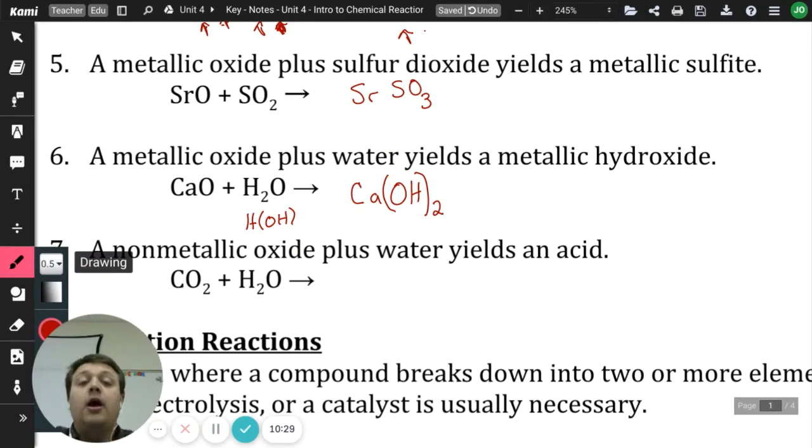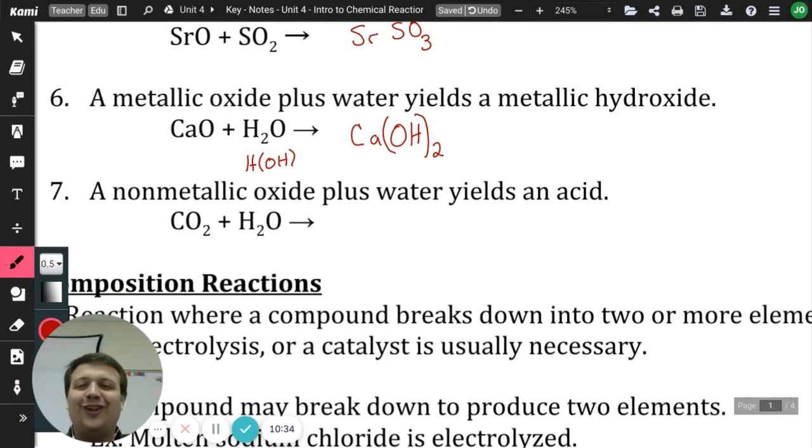Okay. So, moving on. Very last rule for synthesis. If I've got a non-metallic oxide plus water, it's always going to yield an acid. So a non-metallic oxide. So now we're looking on the right side of the periodic table, to the right of those stair steps. For example, carbon dioxide or sulfur dioxide or stuff like that, with water, we're going to produce that acid.